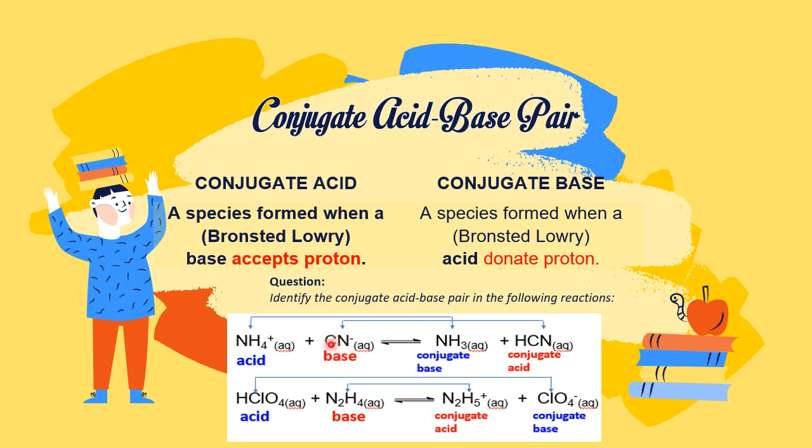And then this is base. So conjugate acid is a species formed when a base accepts a proton. Okay, this is another example. This is acid. Acid will donate a proton. Once it donates a proton, it becomes conjugate base, ClO4 negative. Here you check, initially there is no charge. Once it donates a proton, the H plus, it will become a negative ion. And this is base, Bronsted-Lowry base. It will accept a proton. After it accepts a proton H plus, it will become N2H5 positive charge.